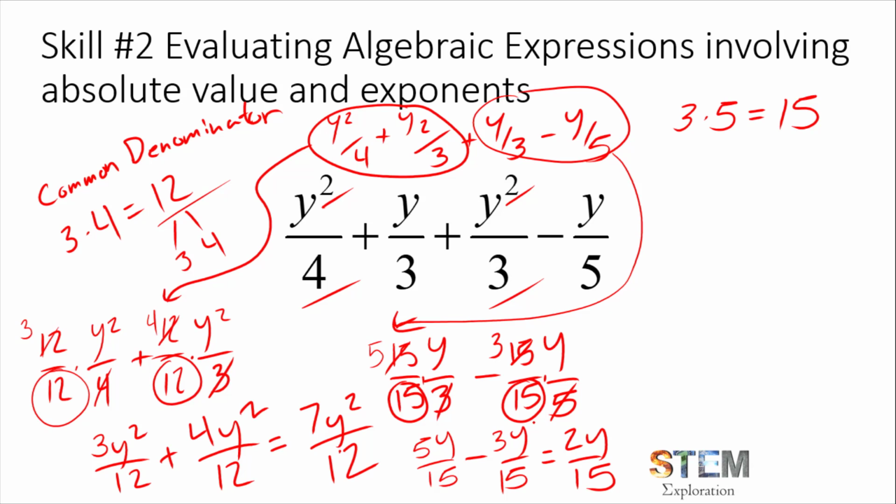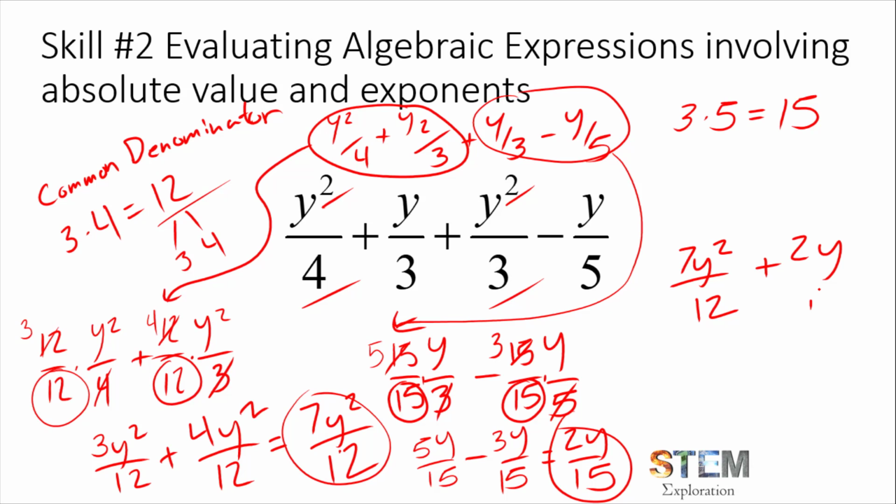All right, and so now that we have combined the like components, we can take this part, and we can take this part, and combine them into our final answer of 7y squared over 12 plus 2y over 15. All right. And that would be our answer in this given situation. So probably one of the hard examples that we're going to talk about, but still an example we're talking about.